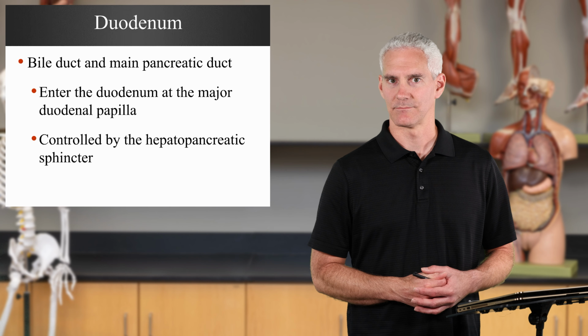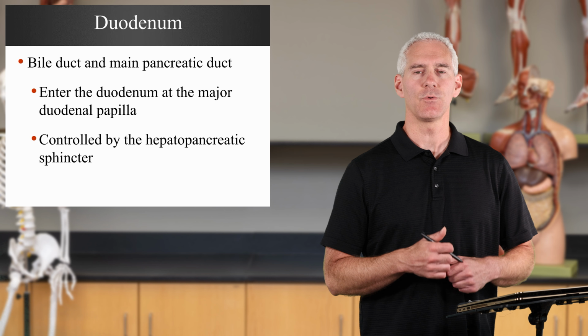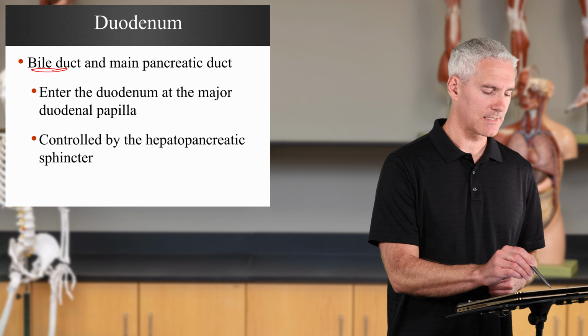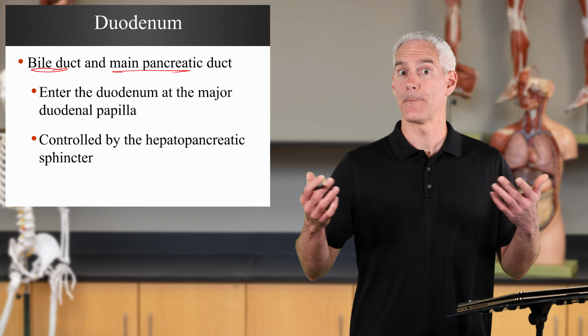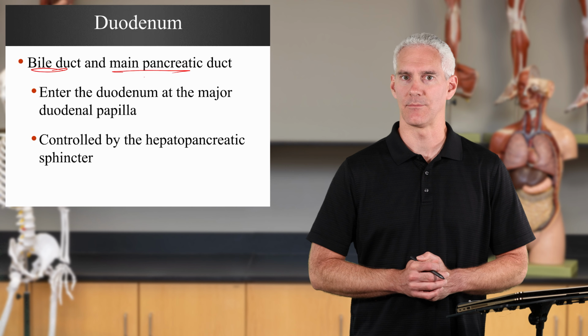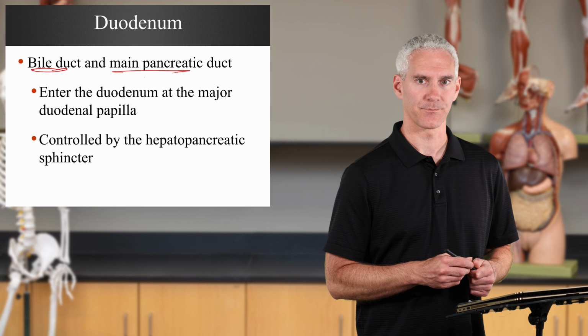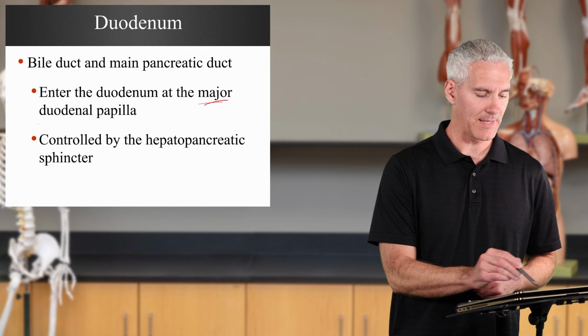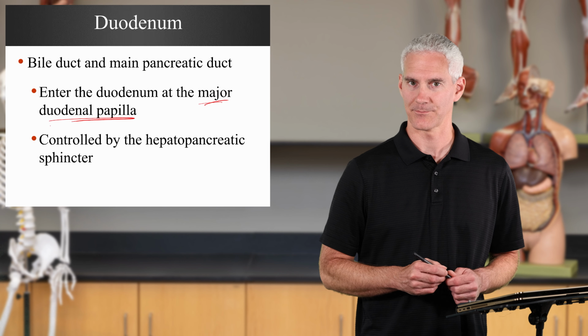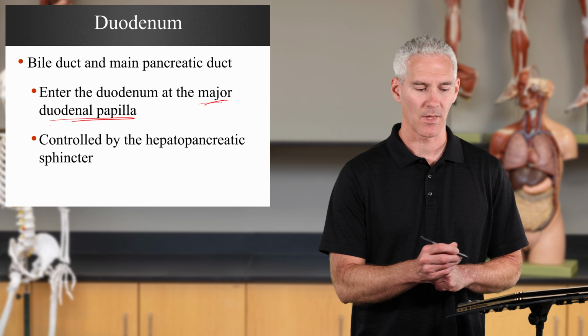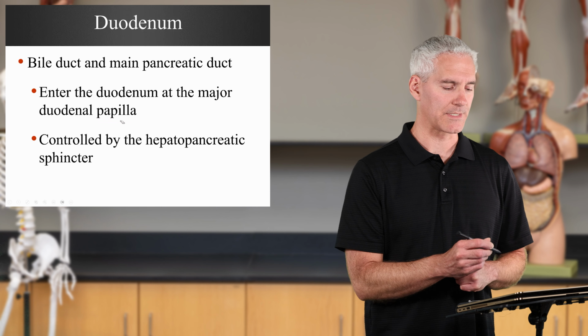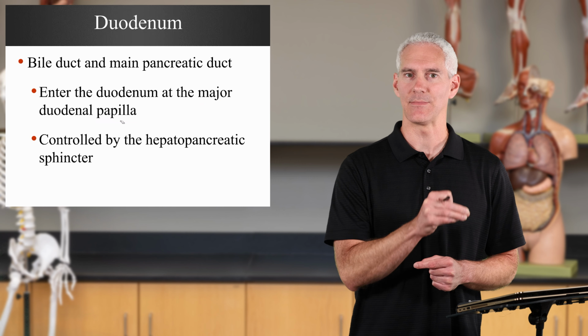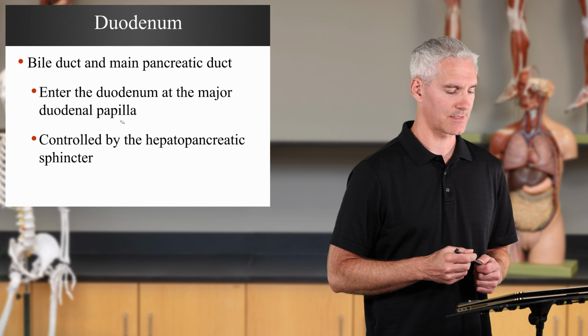So looking at the duodenum, we'll start at the beginning. In the duodenum, you're going to have the bile duct and the main pancreatic duct both coming into the duodenum at a single point. They're both going to join together and enter the duodenum at the major duodenal papilla. And I'll show you this in a picture in a second. That's the junction point where they're entering into the actual small intestines.